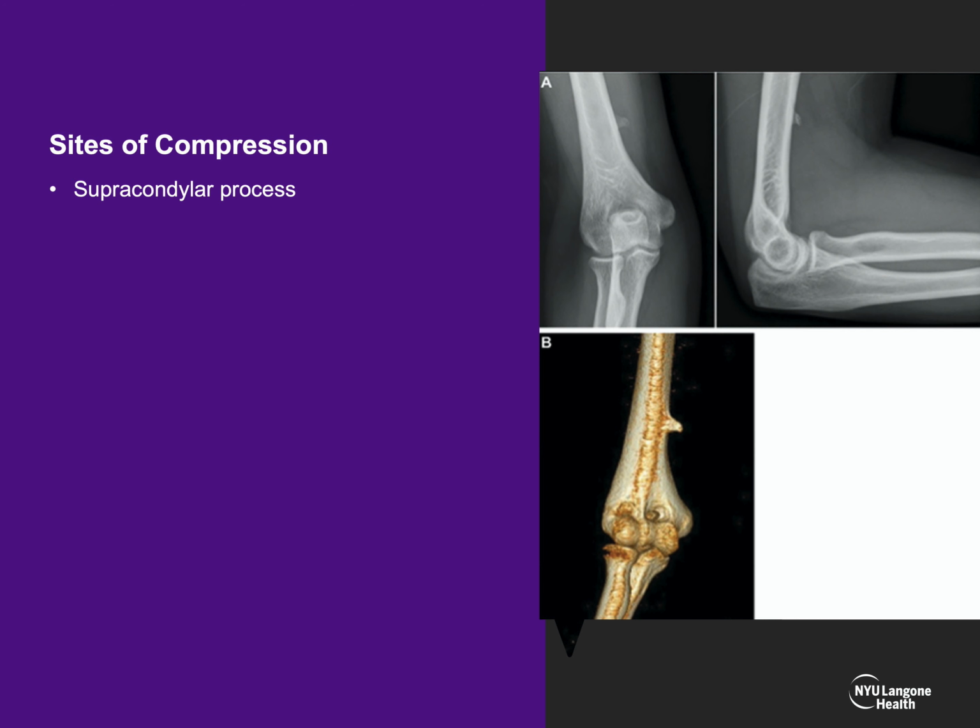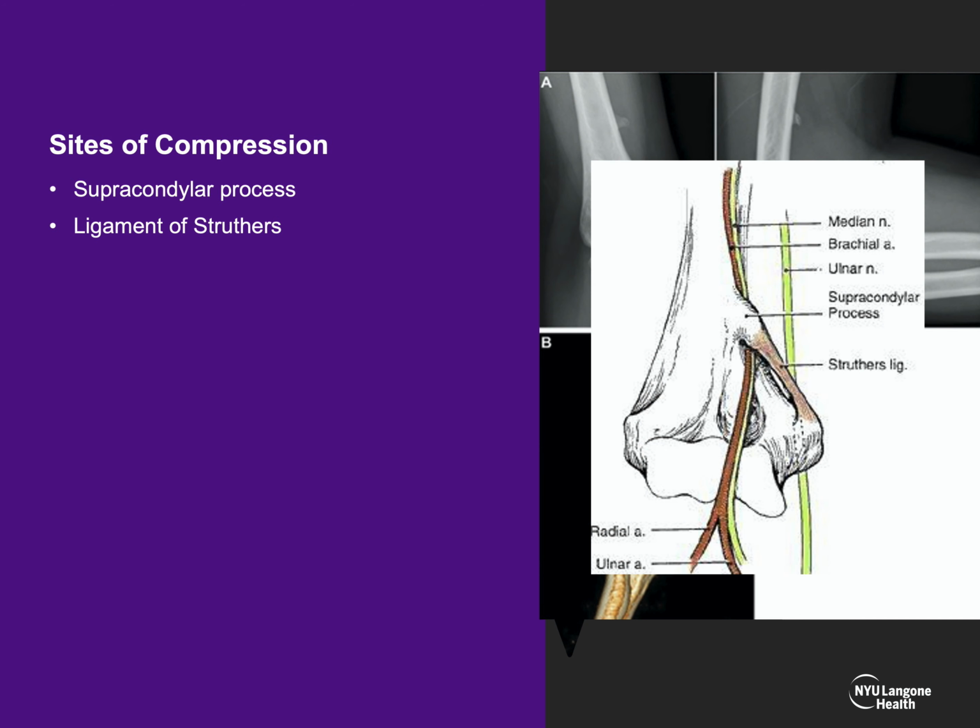Get an x-ray, you see the supracondylar process, and you have to think, okay, this could be a site of compression. Next, related to that, is the ligament of Struthers. The ligament of Struthers is that ligament that goes from the supracondylar process down to the medial epicondyle. That's for median nerve. Arcade of Struthers is ulnar nerve, and that's a different structure through the intermuscular septum.